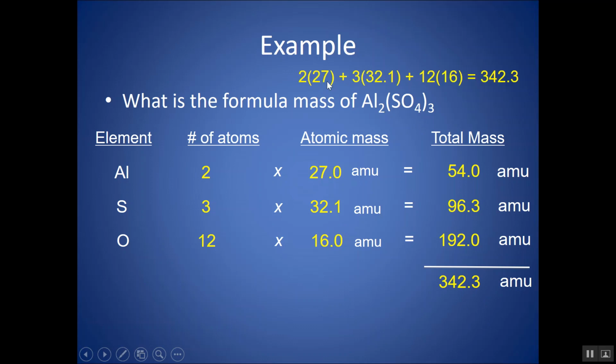There's 2 aluminums, they each weigh 27. There's 3 sulfurs, they each weigh 32.1. There's 12 oxygens, they each weigh 16, and I add it up. So you don't have to arrange your work in a chart like this all the time.